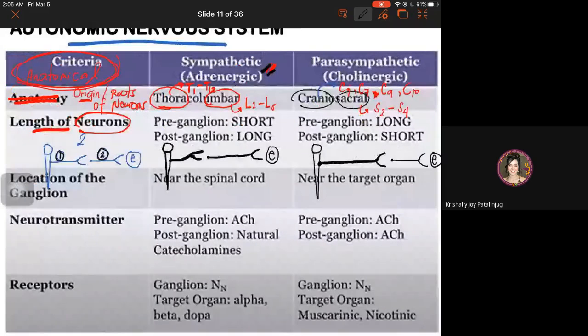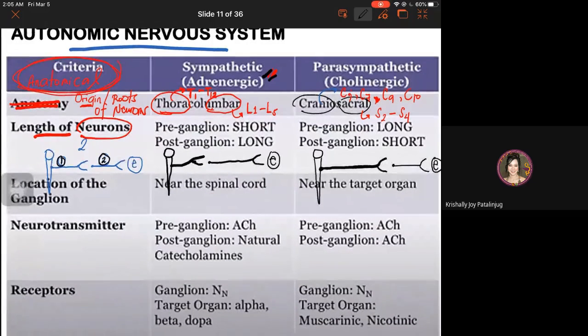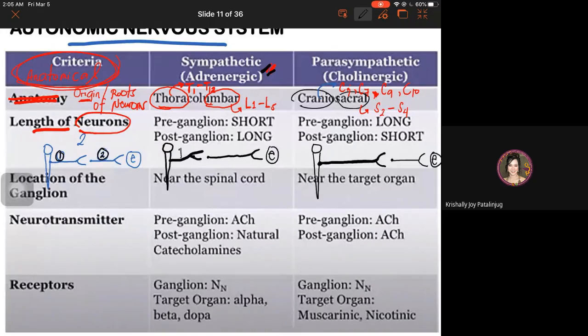Then we have the location of the ganglion. Okay. It has something to do with the illustration under length of neuron. Diba? If this is the preganglion and we have the postganglion, okay? This part here would be the ganglion, itong orange part here. Now, when we say location of the ganglion, we simply identify is it near the CNS, particularly near the spinal cord, or is it near the effector organ or effector gland, or target organ.